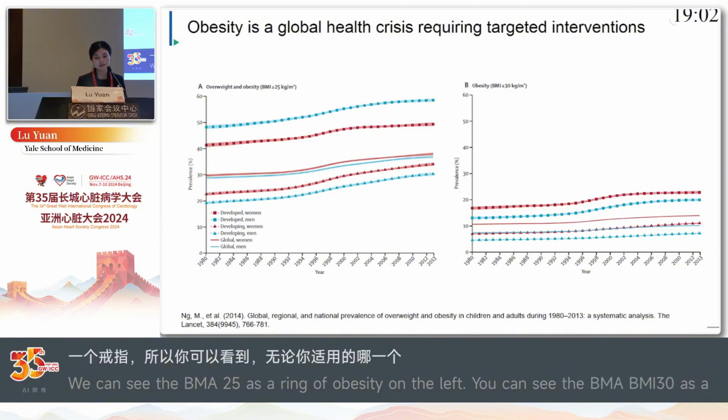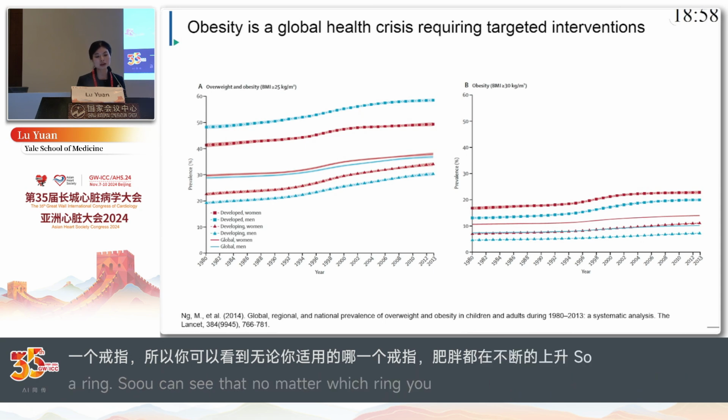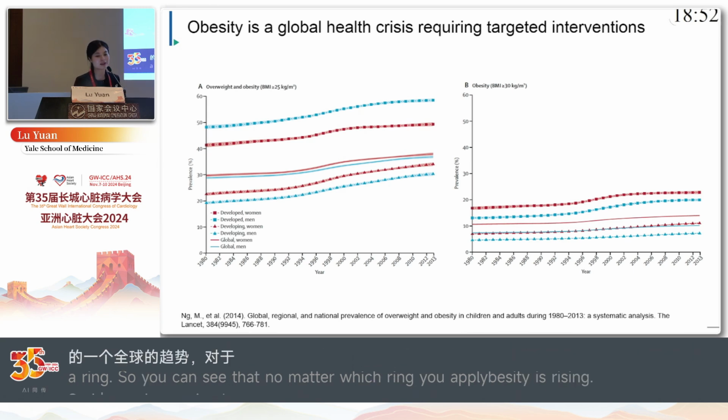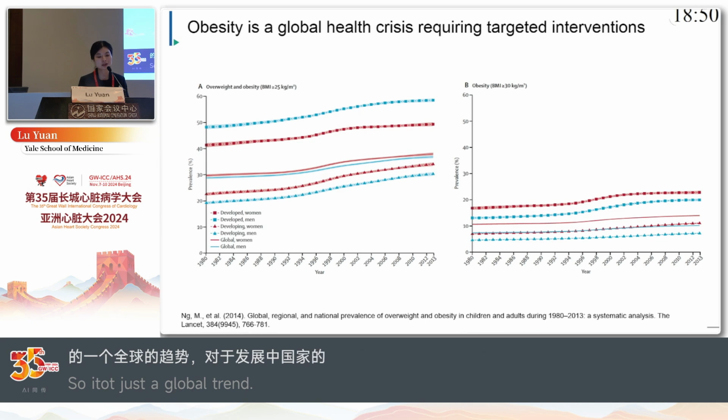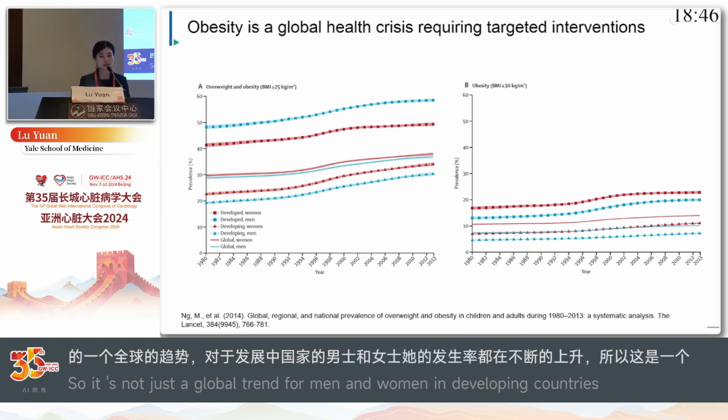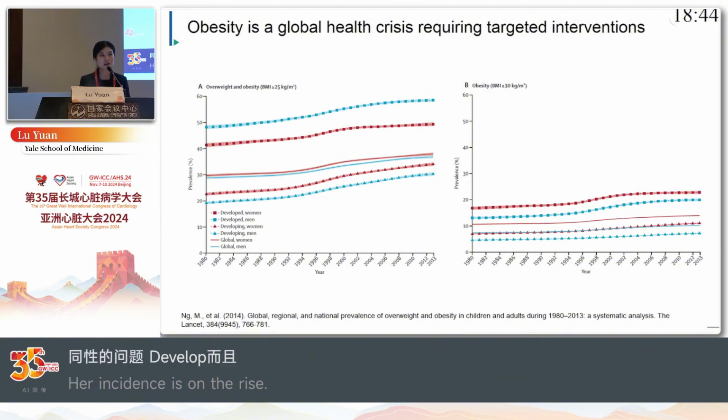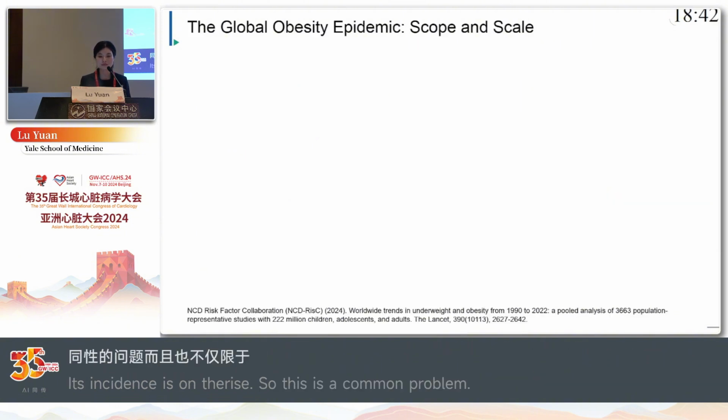And it's not only at the global level. The dotted line shows that for developed countries, for both men and women, there has been a consistent increase, and it has the highest increase across different countries. But these trends are not just limited to developed countries. Developing countries have also seen a consistent trend.